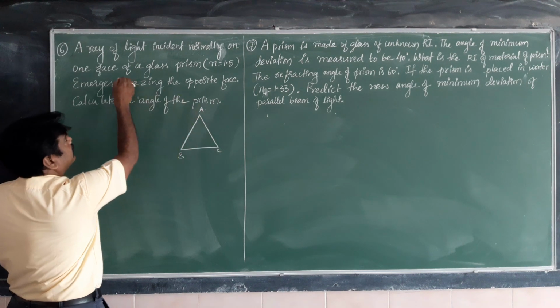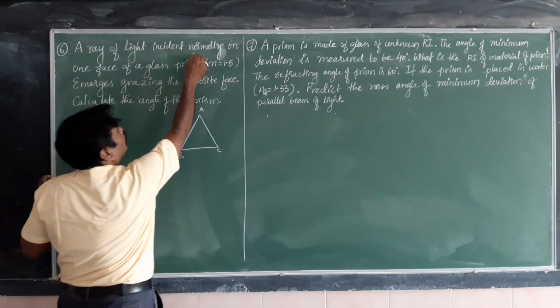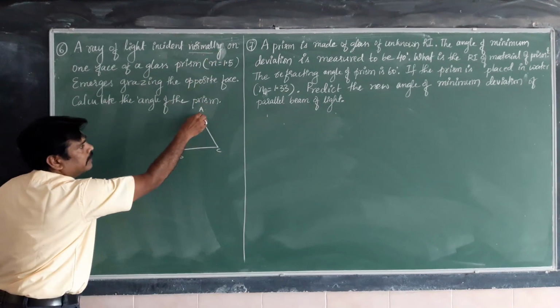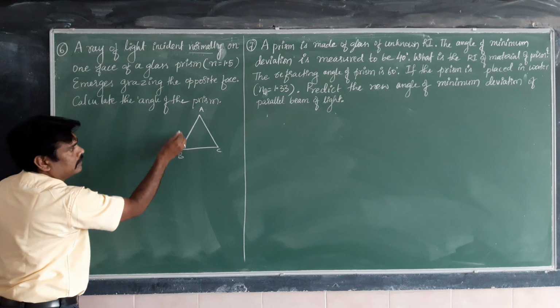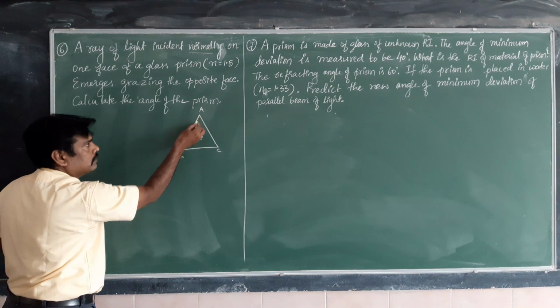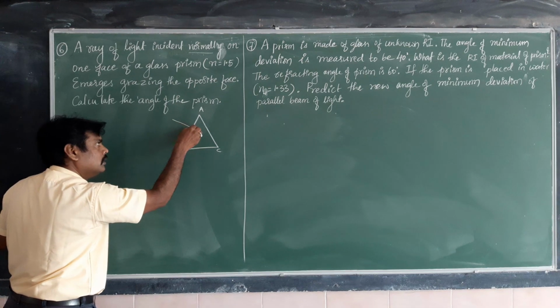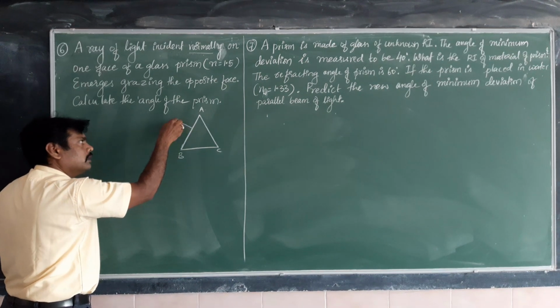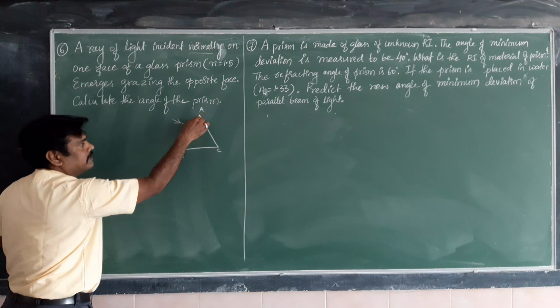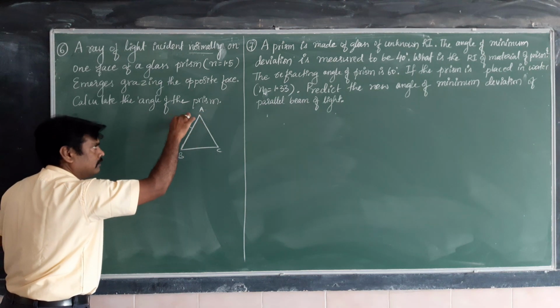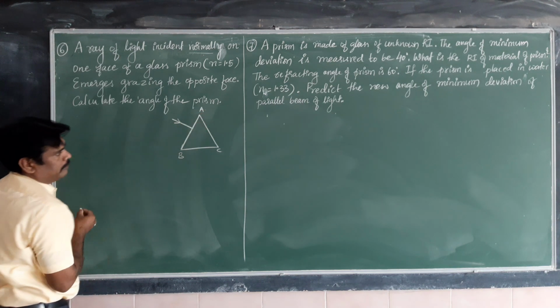So on the first refracting face, it is incident normally. Normally means by making an angle of 90 degrees with the surface. So this is the normal. This is the plane surface. This is the normal. Along the normal, the ray is incident, so it is a normal incidence. It is incident perpendicular to this face AB.